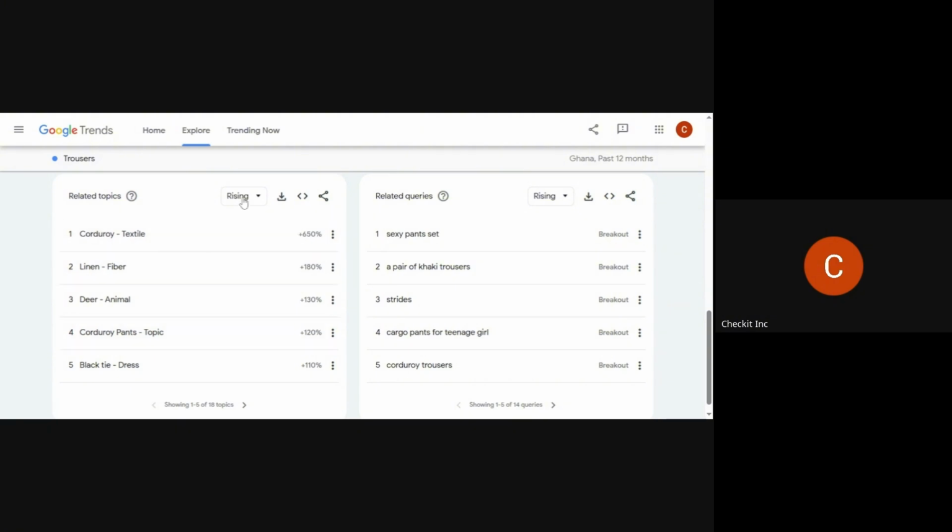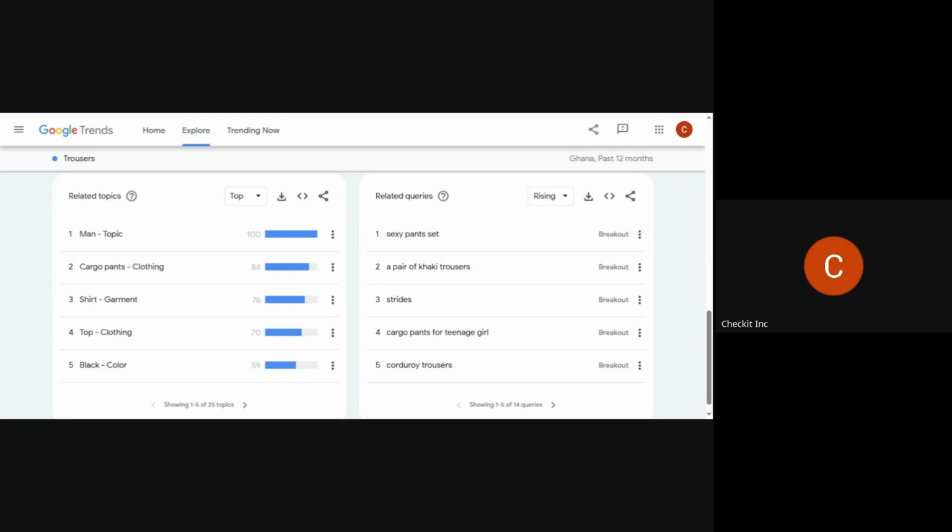We could now go ahead and change it to top, right? So now top shows how stable it is. I mentioned that rising is what is trending, like this is what people are doing now, which can lose its trend later on. But these ones are the stable, evergreen searches. They are consistent. It is always showing every single time. When you search for it, it is always available.